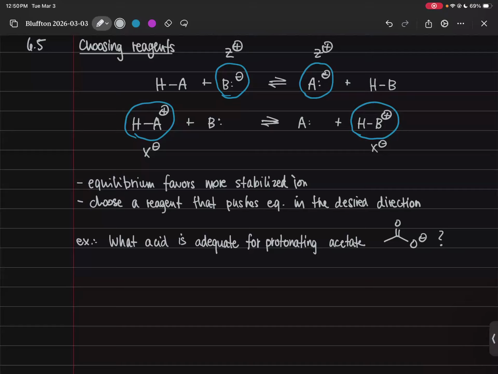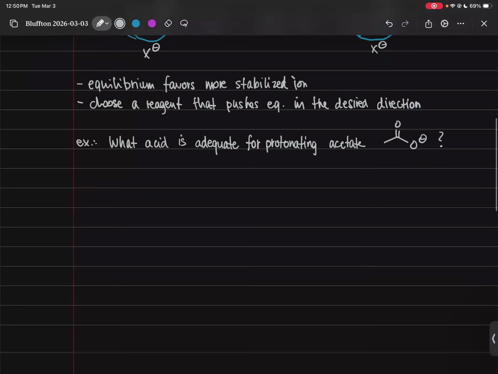So let's say we have an acetate ion in our solution, and we want to protonate it to make the acetate into acetic acid. Well, water can act as an acid or a base. But let's see, can we use water to protonate the acetate ion? So what we should do is write out that reaction and look at the equilibrium.